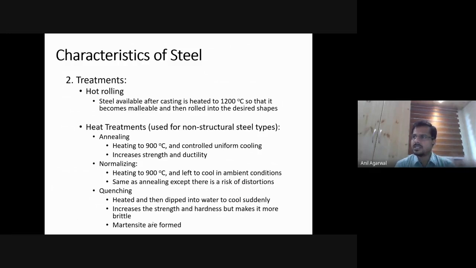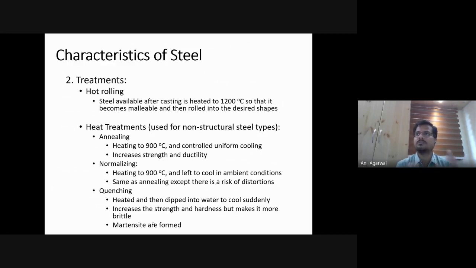In addition to adding these different metals and different constituents to steel, you can also change the properties of steel by doing some kind of a heat treatment. So hot rolling or cold forming, that is one type of a treatment, right? So you know what hot rolling is, all of you must know, right?